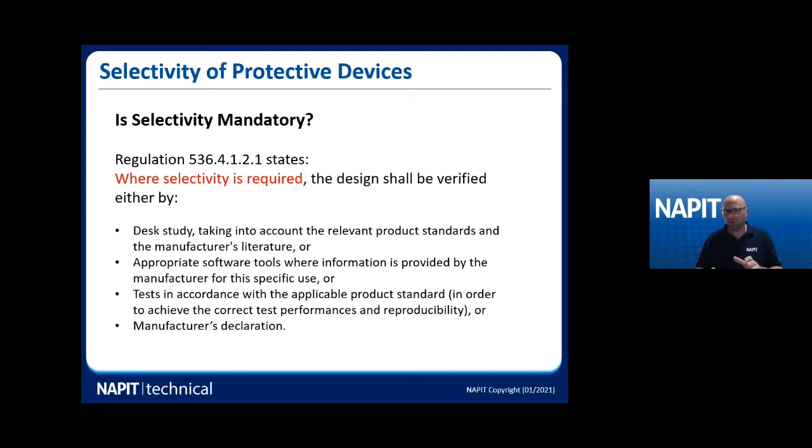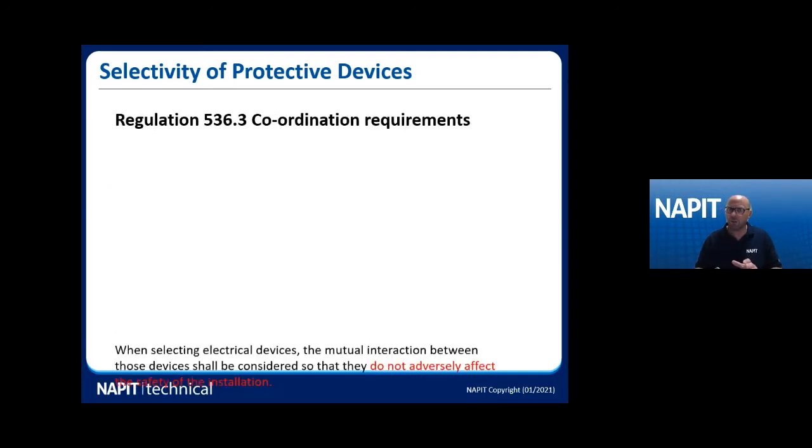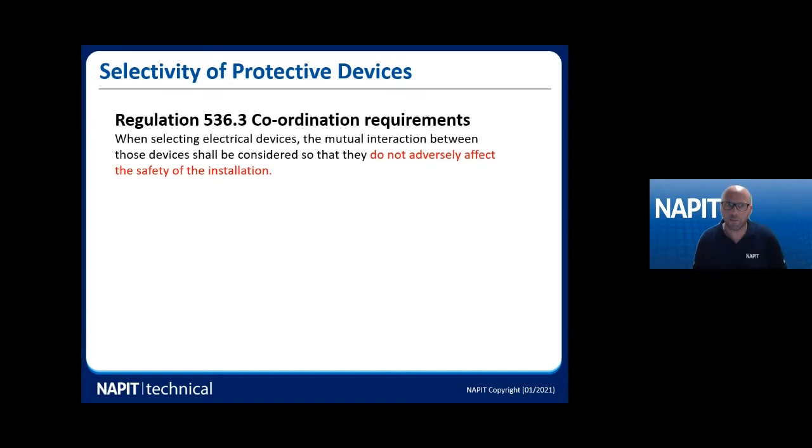But one other aspect to look at is this regulation here, which talks about coordination requirements. When selecting electrical devices, the interaction between those devices shall be considered so that it does not adversely affect the safety of the installation. So going back to the simple question, is it mandatory? Do we have to do it or not? It comes down to, are you going to affect safety if you haven't achieved selectivity, and what type of installation it is, if it's desirable or not. So hopefully that's cleared up that myth there.